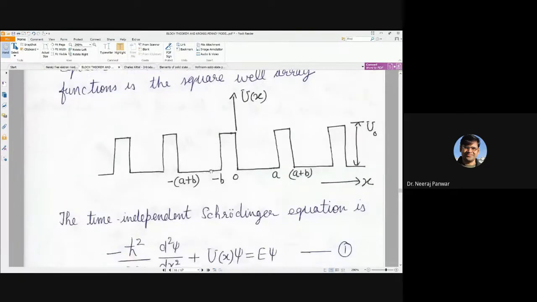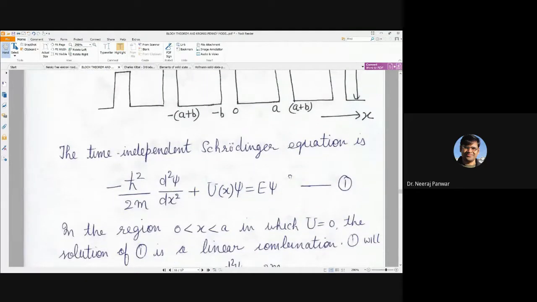So we have wells separated by potential barriers whose thickness is given by b, and the length of the potential well is a. Therefore, from the origin, barrier plus well distance is a plus b. After this distance a plus b everything gets repeated. You see, this is the origin, we have one well, one potential barrier, and after this distance everything repeats: well, potential barrier, again well, potential barrier. So this is the periodicity. The periodicity is a plus b.